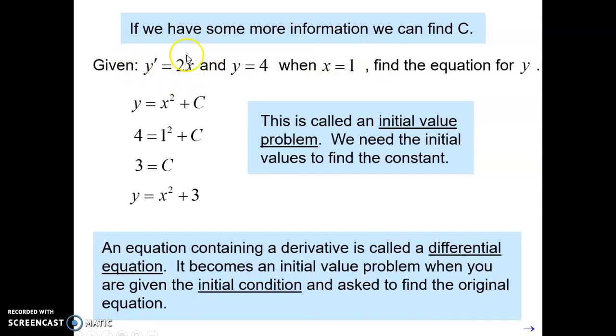So this is called a differential equation: any equation that has a derivative in it. And it becomes an initial value problem when we have more information where we can actually solve for the value of c and not just give the general antiderivative.